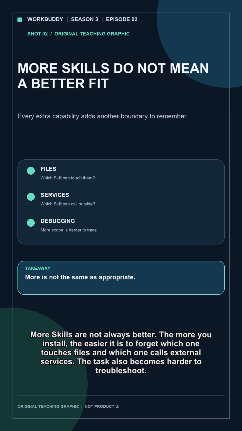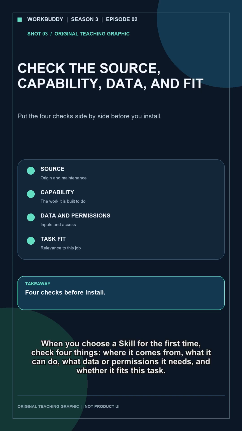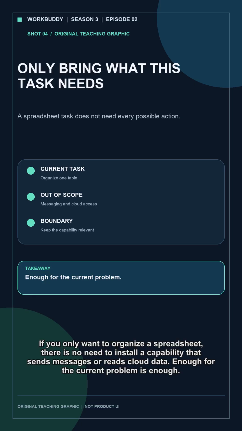More skills are not always better. The more you install, the easier it is to forget which one touches files and which one calls external services. The task also becomes harder to troubleshoot. When you choose a skill for the first time, check 4 things: where it comes from, what it can do, what data or permissions it needs, and whether it fits this task. If you only want to organize a spreadsheet, there is no need to install a capability that sends messages or reads cloud data. Enough for the current problem is enough.